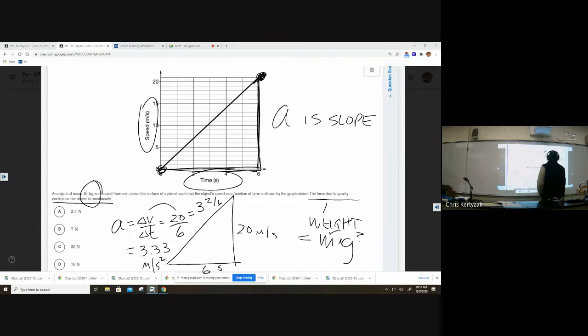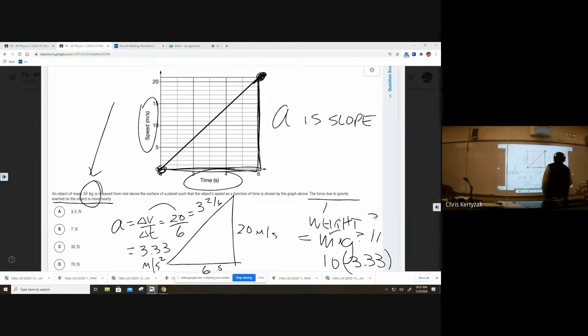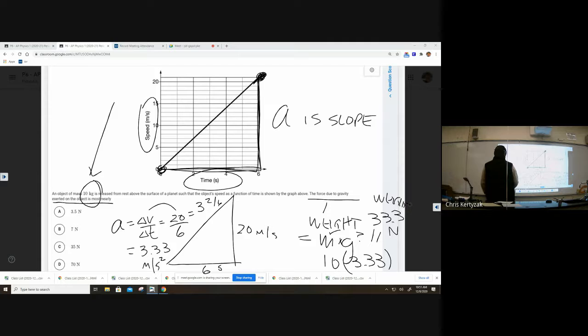Now we can just plug in the mass. Again, they told us the mass right here was 10, and acceleration due to gravity based on this graph is 3.33. That gives me 33.3 newtons as the weight of this object, or the force of gravity due to the planet's gravity. Oh wait, 33.3, which is most near to that would be C, 35.